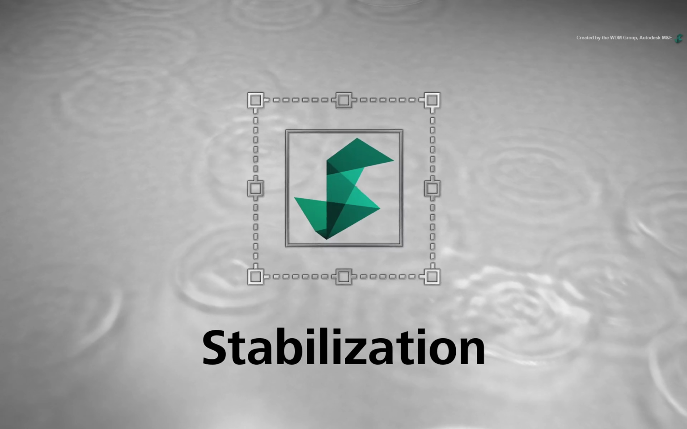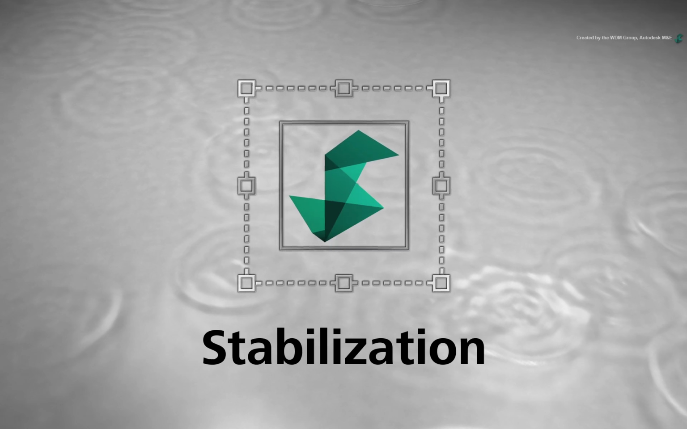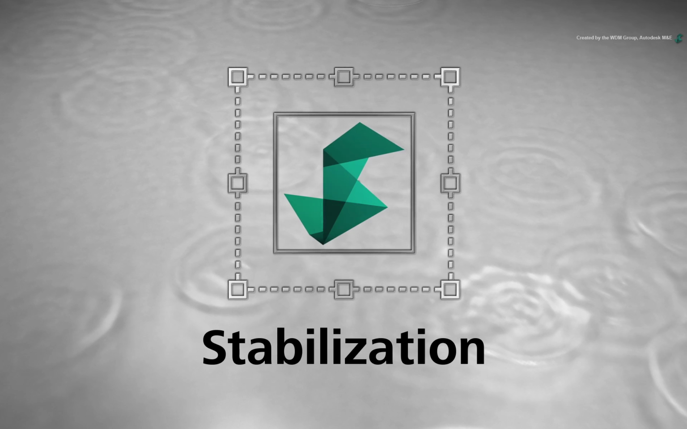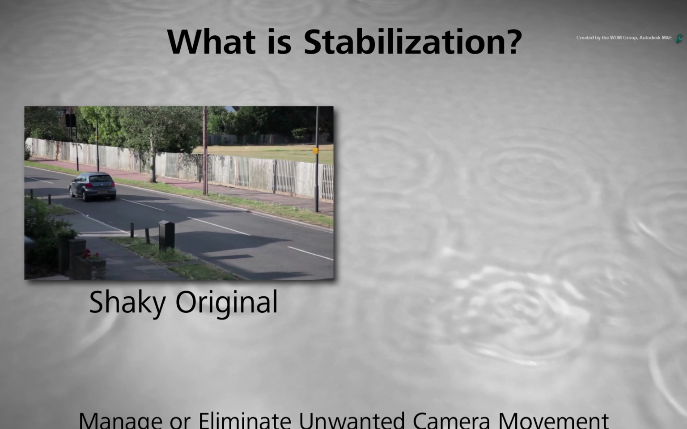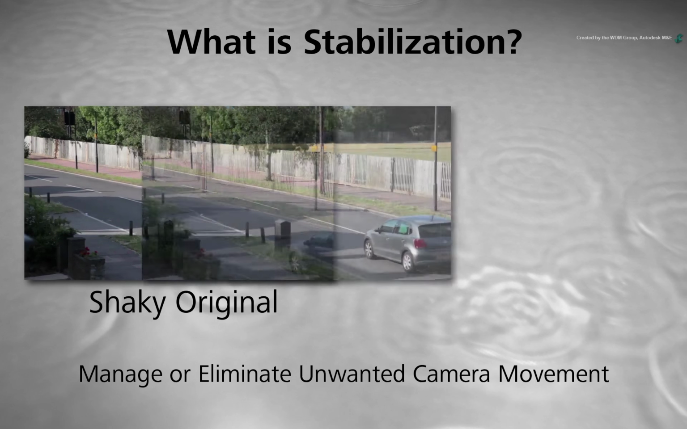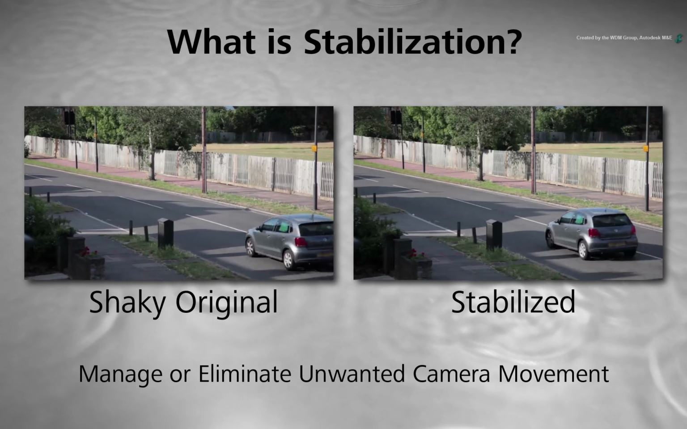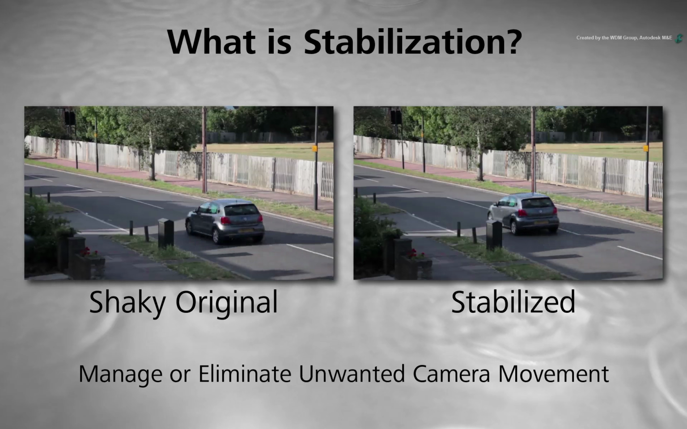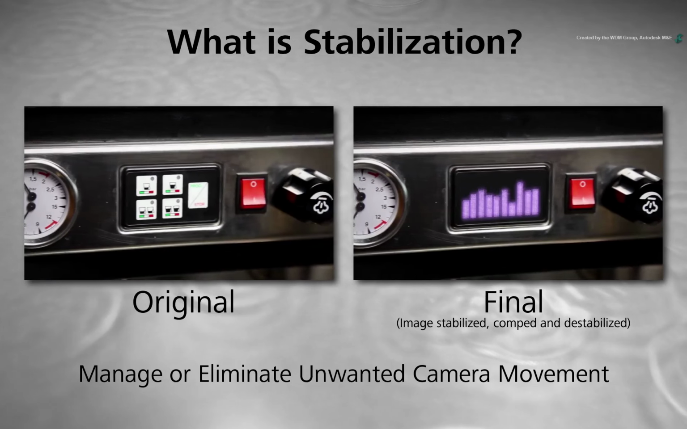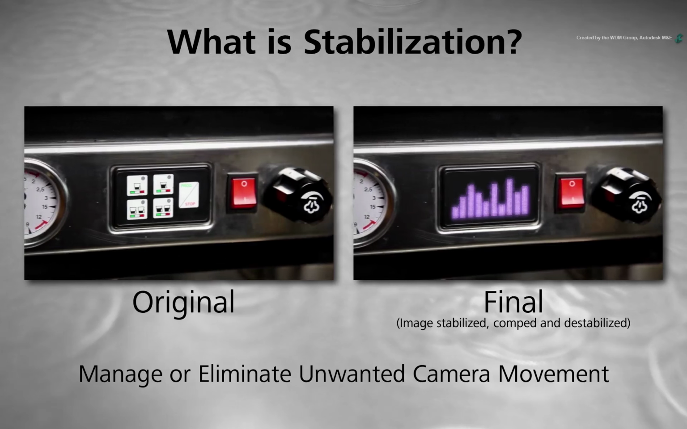This video serves as a primer for the stabilization tools available in Autodesk Smoke. For those of you who have never done stabilization before, simply put, stabilization is the process of removing unwanted movement in your images. This could be for practical reasons like minimizing shaky camera movements, or visual effects reasons for controlling an area you are compositing.